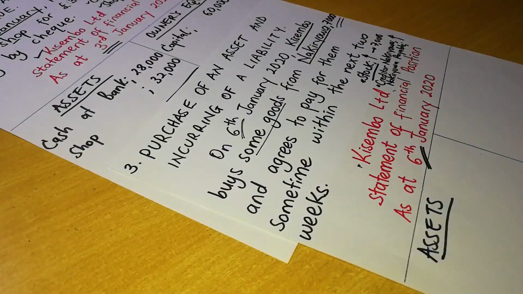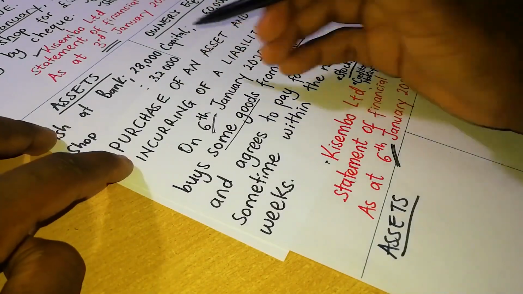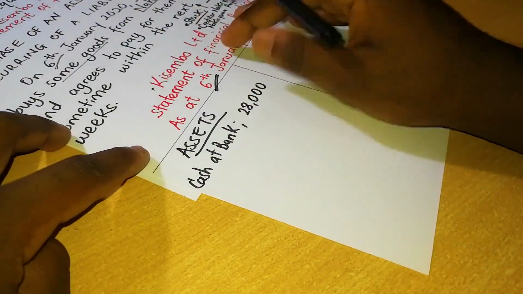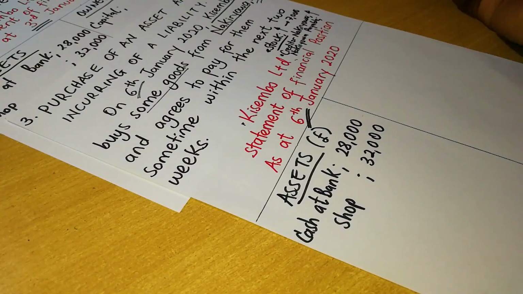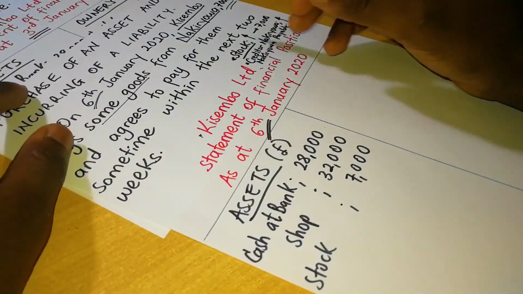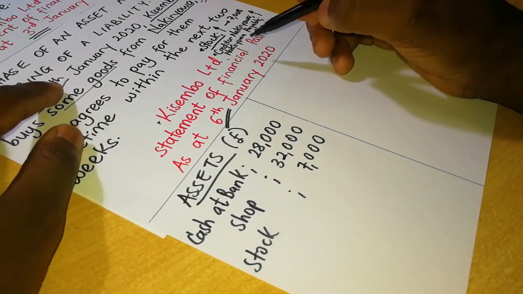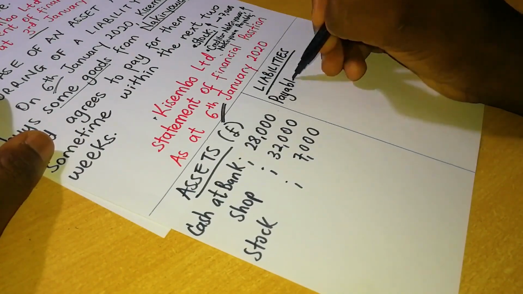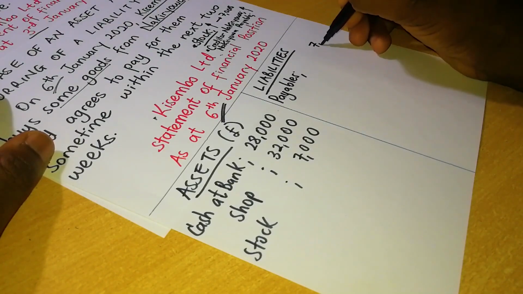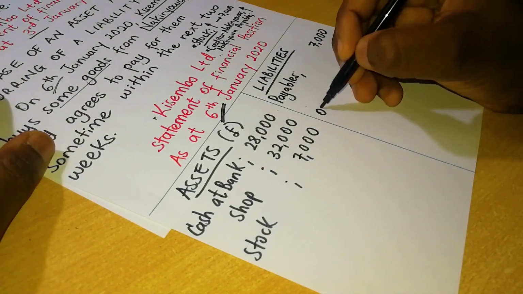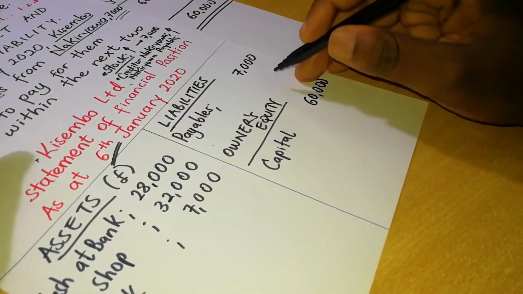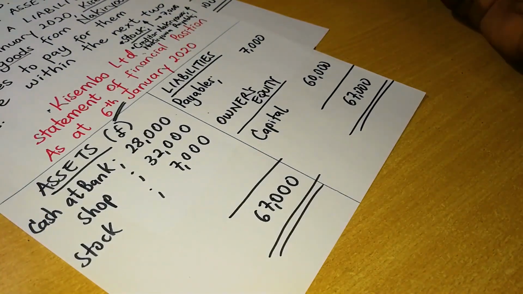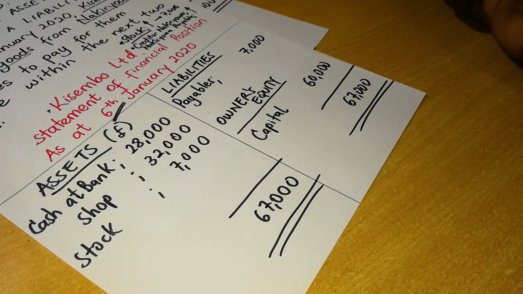So looking at our assets, previously we had cash at bank, which is that, so that didn't change. We also had the shop, it did not change. So now we have stock. Then on the side of liabilities, we have payables. The payables are worth 7,000. Then we also have owner's equity. And when we add up the two sides, again, the balance sheet always has to balance. So that is the third transaction. Let's get to the fourth.